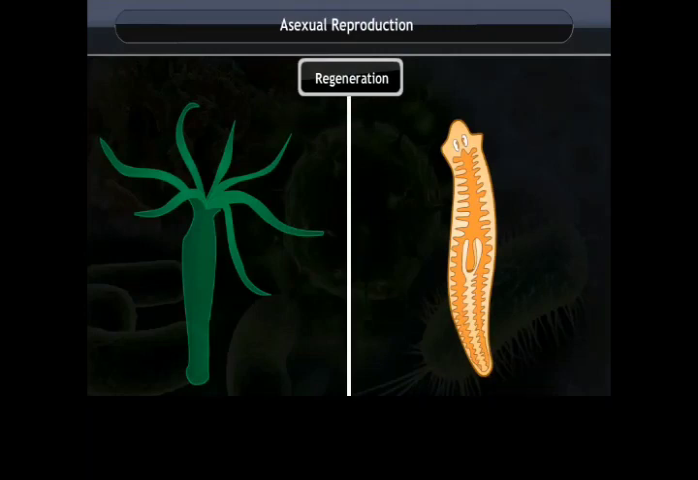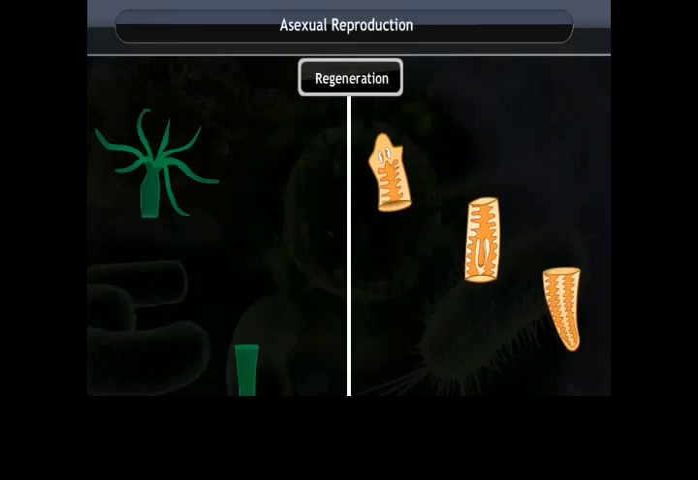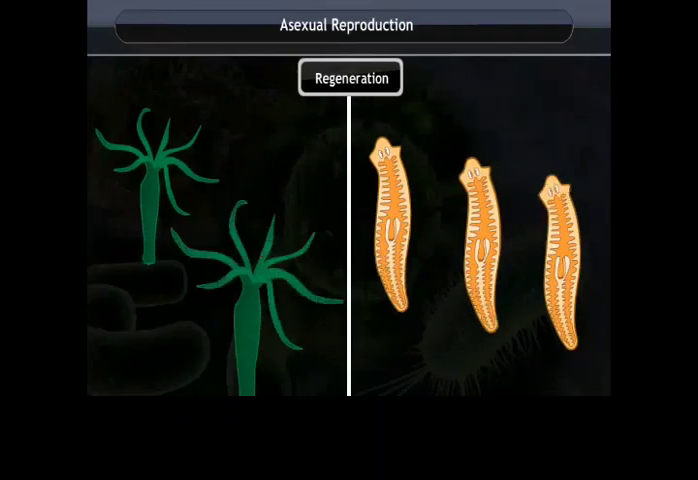Asexual reproduction. Regeneration. Animals like Hydra and Planaria show regeneration. Hydra and Planaria can be cut into any number of pieces and each piece grows into a complete organism. These organisms have the ability to give rise to new individual organisms from their body parts. Regeneration is not the same as reproduction, since most organisms would not normally depend on being cut up to be able to reproduce.